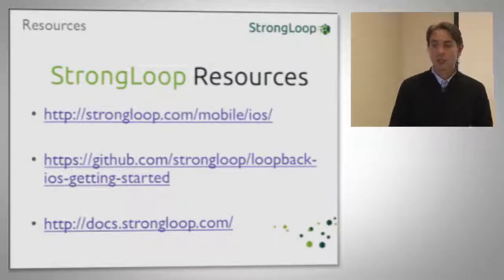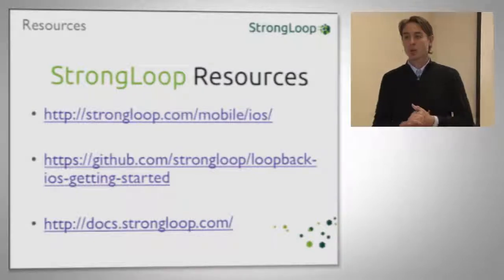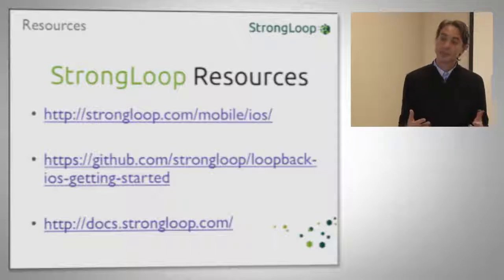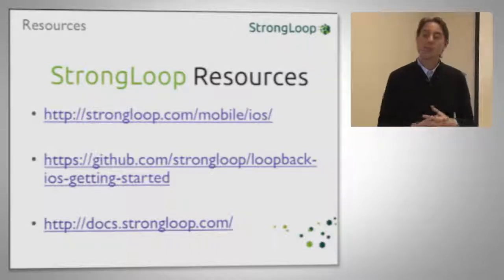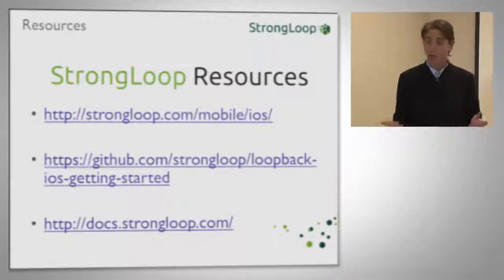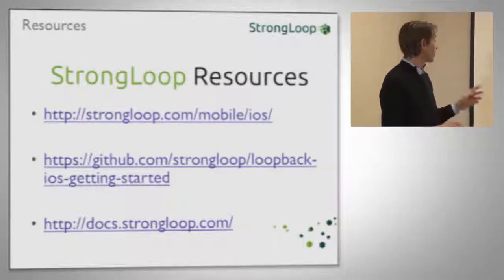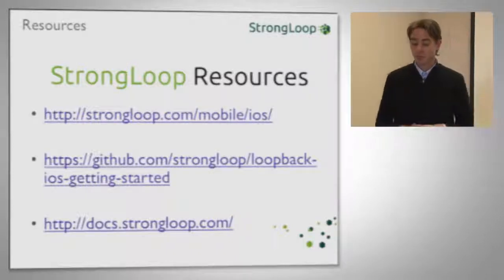It's very simple. Just go to the strongloop.com/mobile/iOS page. You can download the SDK and integrate it. Of course, to install the SLC command line, it's very simple. It's an npm package. So that's going to be npm install -g strong-cli. And then, of course, we've got docs on strongloop.com, and our GitHub repo as well.